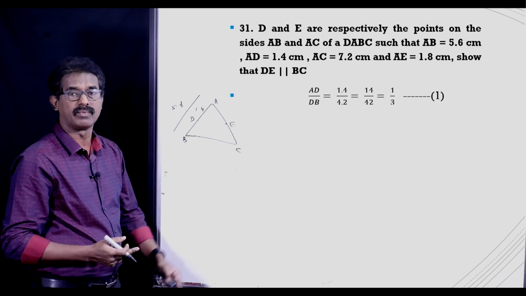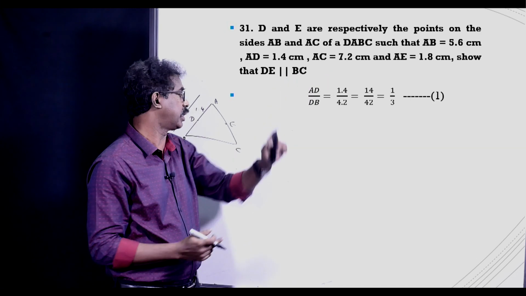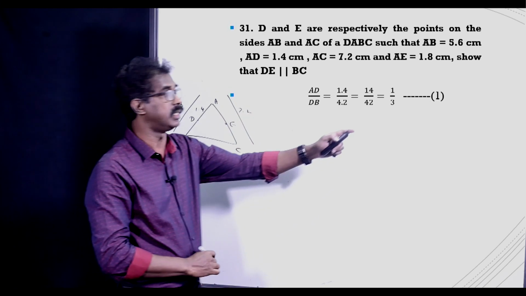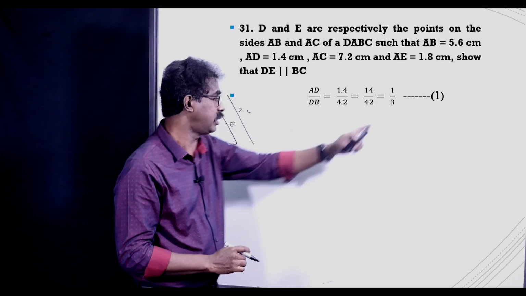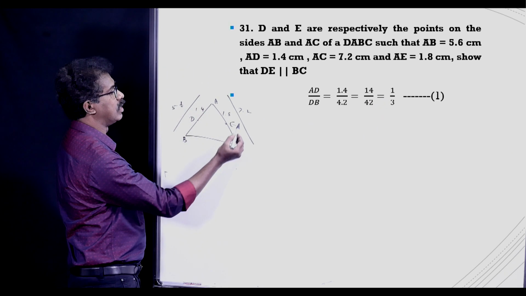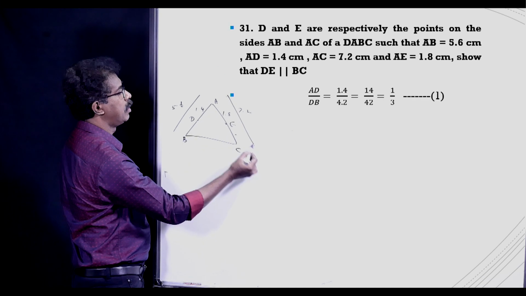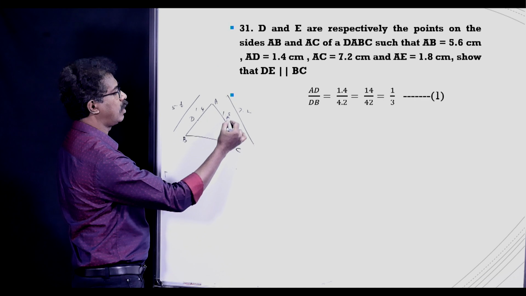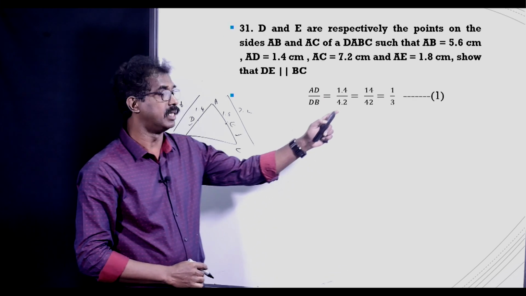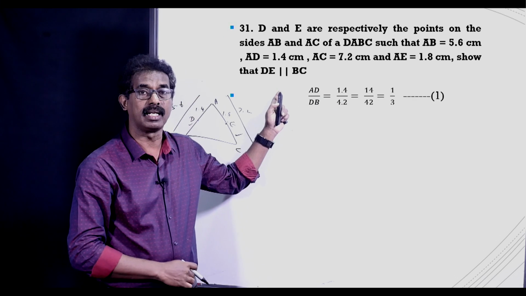In the same way, some other information is given. AC they have given us 7.2. The full length is 7.2. And AE they have given us 1.8. Here also you can find this value, right? 7.2 minus 1.8, you will get this one. So now we know all these values, right? What they asked: show that DE is parallel to BC.